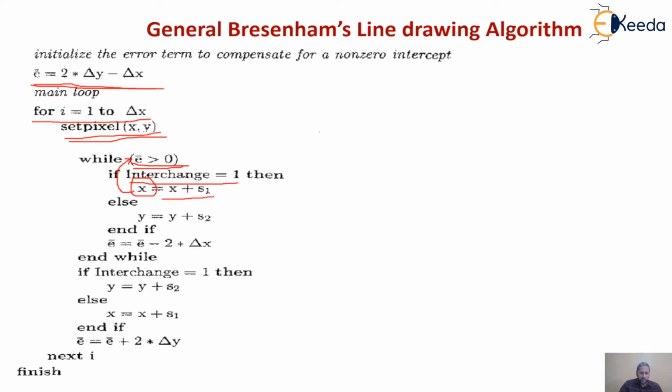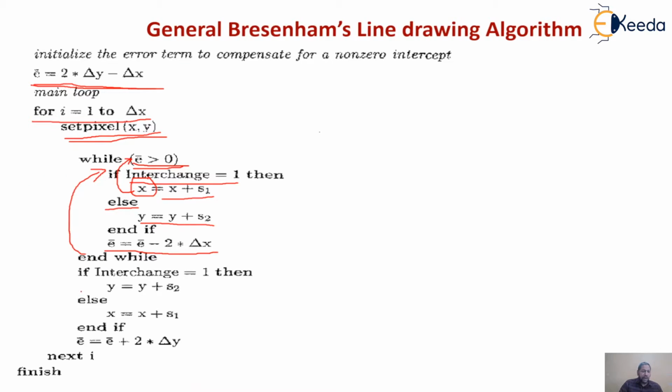So x is equal to x plus s1. Else, this else indicates interchange is equal to 0. Interchange 0 means delta x is greater. If delta x is greater, the y value depends upon the error term. So we have y is equal to y plus s2. And again the E bar, the error term, is recalculated, and again I continue with the while loop. While E is greater than 0, again we perform this operation.